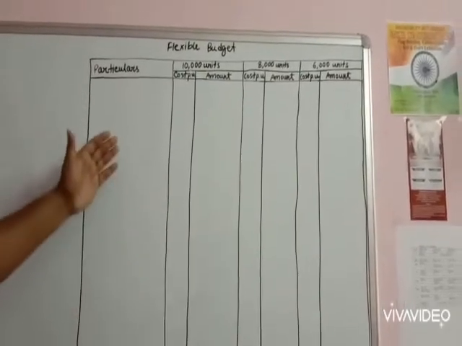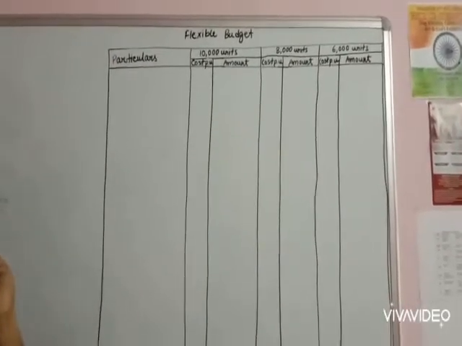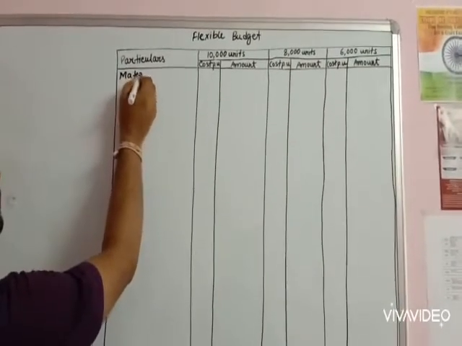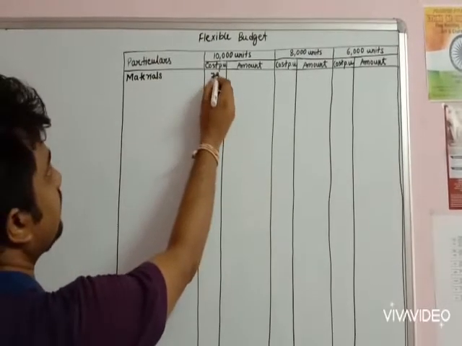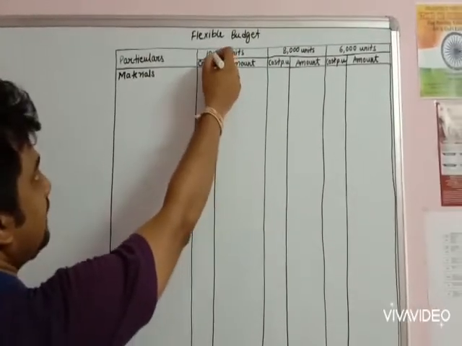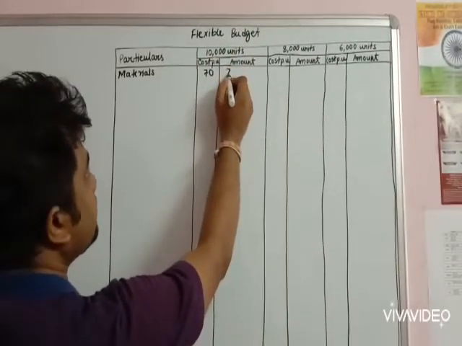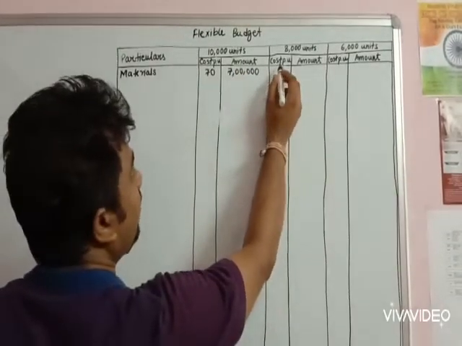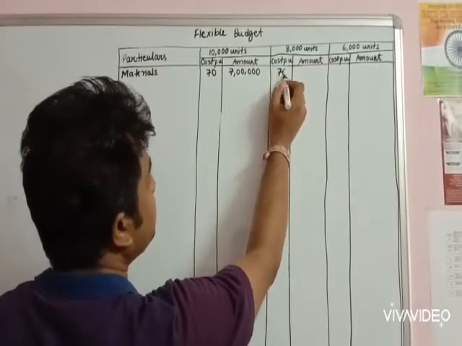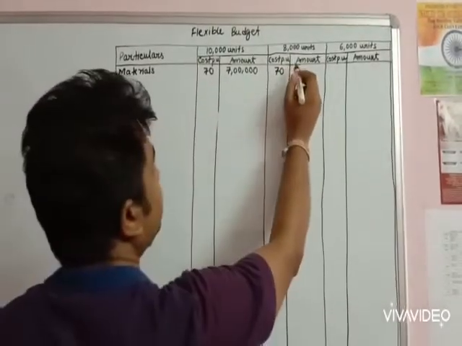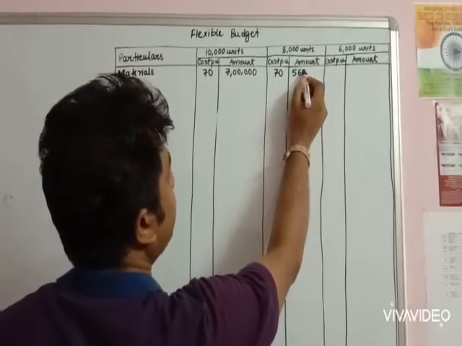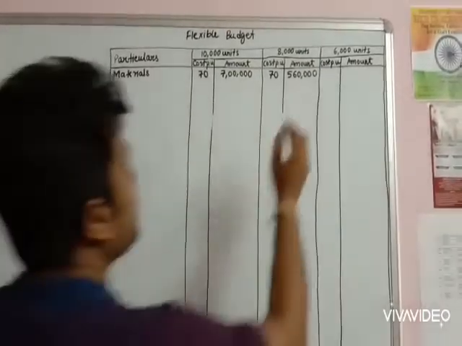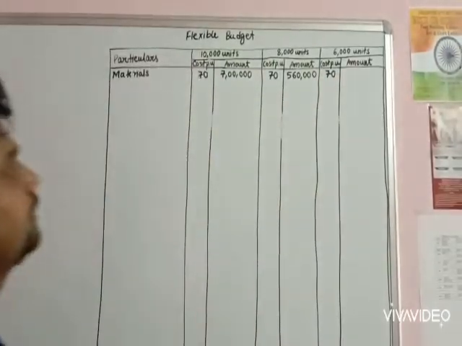Now coming to the different items of expenses. The first is material cost per unit ₹70. So 70 cost per unit into 10,000 becomes 7 lakh. Next, for 8,000 units the cost per unit is 70, 70 into 8,000 is 5 lakh 60,000. Next, again the cost per unit is 70 into 6,000.